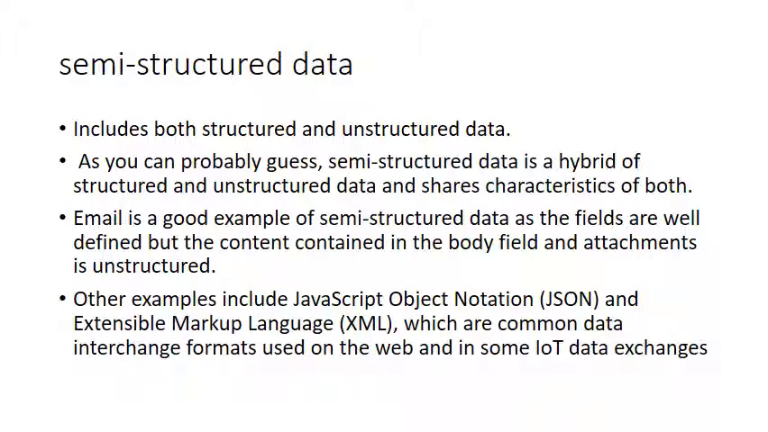We can see that email is a good example of semi-structured data, where we have certain fields like to whom you want to send the mail, the CC, BCC, the attachment and the subject. So these all have some structure. But the content of the mail is unstructured data. The mail body may have some images, audios and videos also. So that is a good example of semi-structured data.